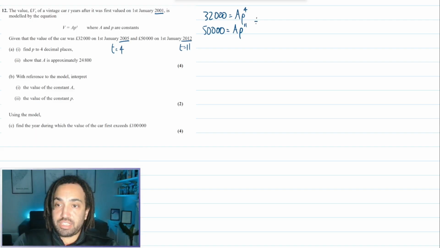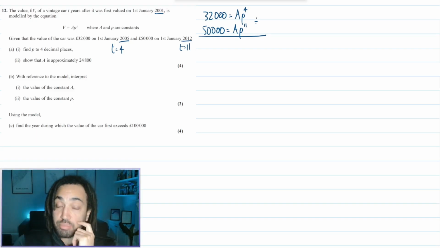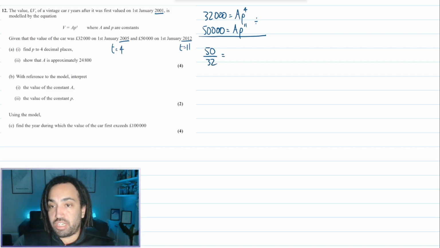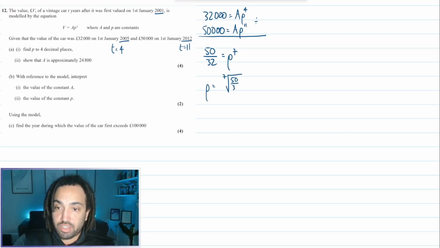So let's divide one equation by the other. And probably should have written them the other way around, but we're going to divide up. So the left-hand side becomes 50,000 divided by 32,000, which is essentially 50 over 32. And this side, the a divided by the a will cancel, but the p to the 11 divided by the p to the 4 is p to the 7. Okay, so to find p, I need to do the 7th root of 50 over 32.